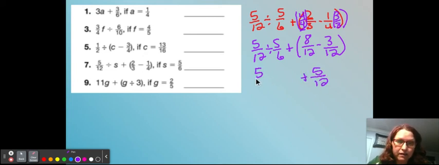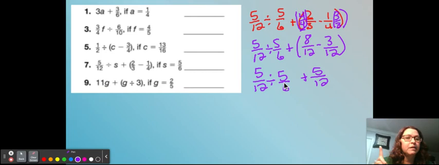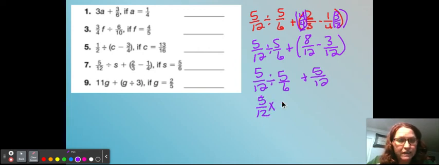plus 5/12 divided by 5/6. Now I don't have any exponents. I'm done with my grouping symbols, so now I have to do multiplication, division from left to right. So I've got to do 5/12 divided by 5/6. So I've got to do the keep, 5/12, change my sign, and flip my second one.